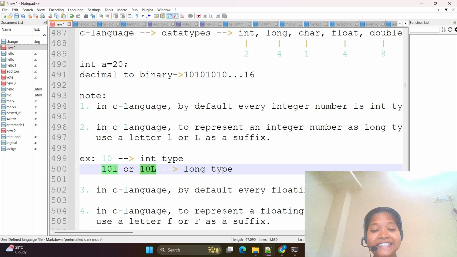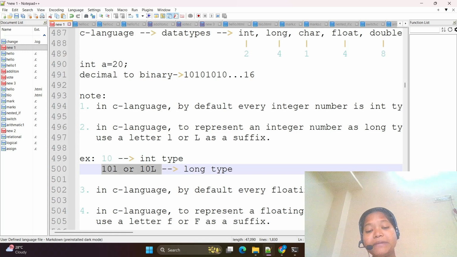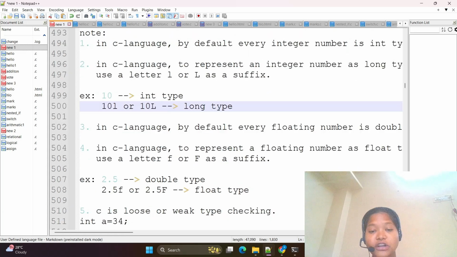But 10 is an integer type. Any integer number, by default, is int type. But if we want to make it a long, we can write 10L, 10 with capital L or small l, for long type.